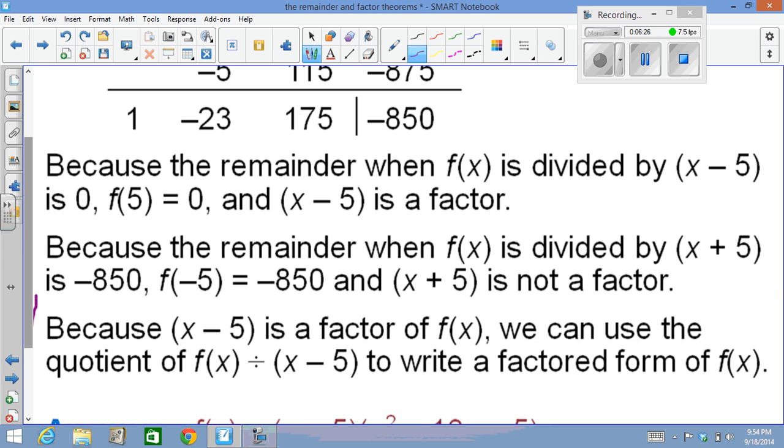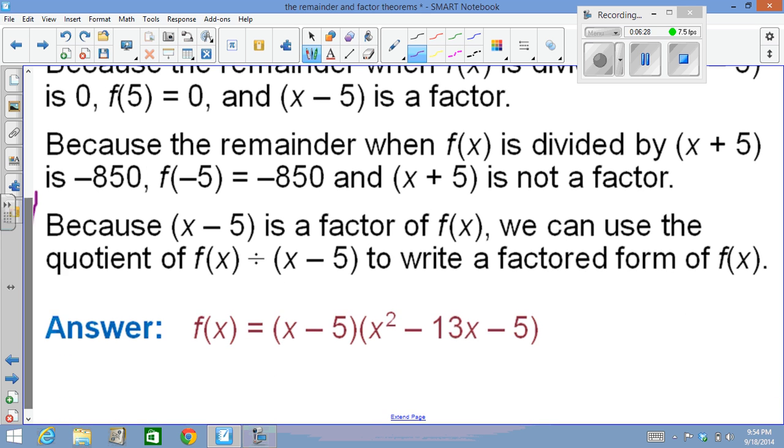And then if I were to write factored form, I would use the x minus 5, which we know is a factor, and the depressed polynomial, which I get when I divide. So that would give me my factored form. I could have also tried the x plus 5 in the depressed polynomial and seen if it fit in as well. We also would have found out that it's not a factor because it would not divide evenly and the remainder would not be 0.